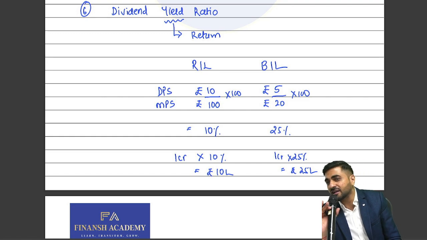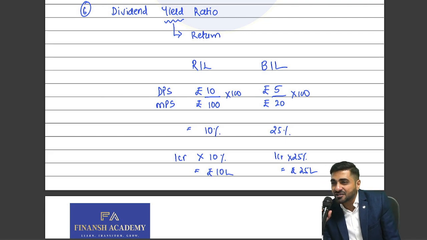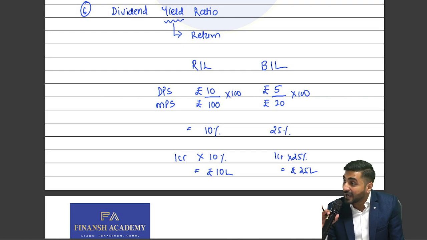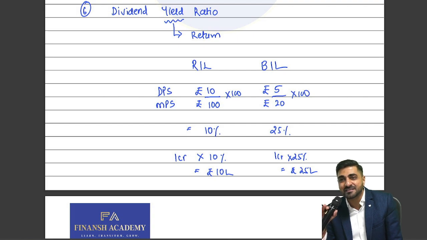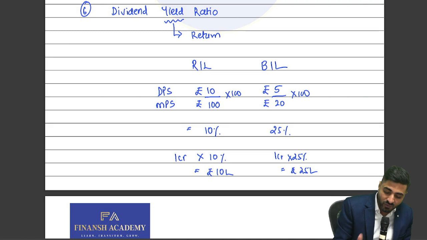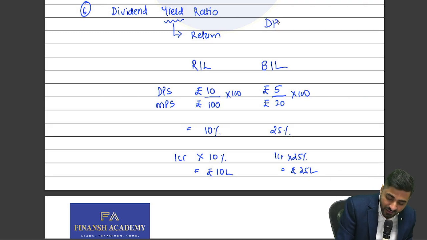Whenever we talk about yield, we talk about returns. And whenever we talk about returns, we always compare the dividend per share and divide that by the market price. DPS by MPS. That's it. For dividend distributing companies, it's DPS by MPS. So the dividend yield ratio formula is DPS by MPS into 100.